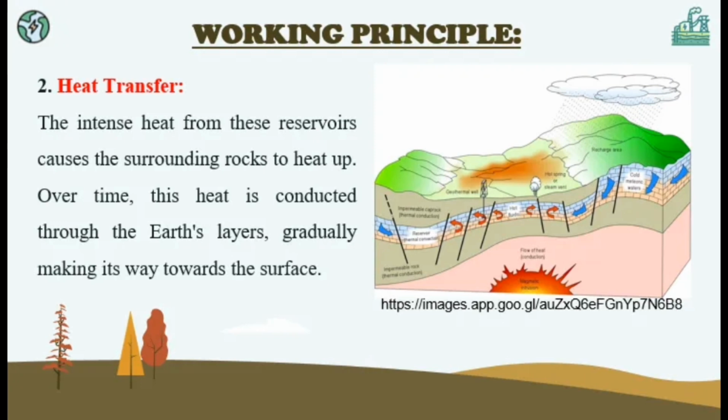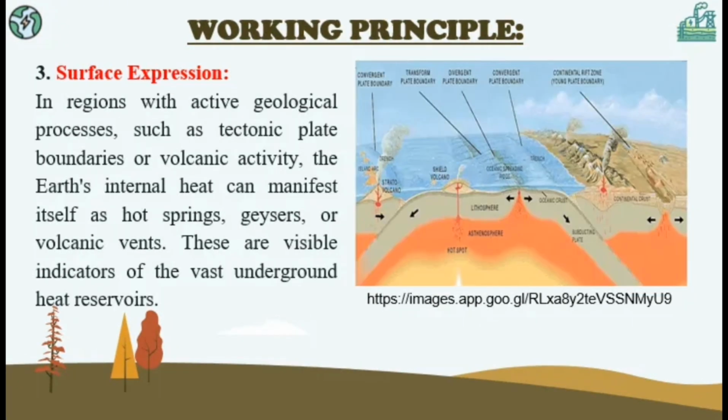So kadugayan aning intense heat nga gikan adtong murag sudanan katong reservoir, kay ang mga surrounding rocks moinit pud siya apil. So kadugayan ana ang heat magkatag-katag na siya. So kadugayan ana ang heat moabot na siya, mag-make way na siya towards the surface. So the third one would be the surface expression.